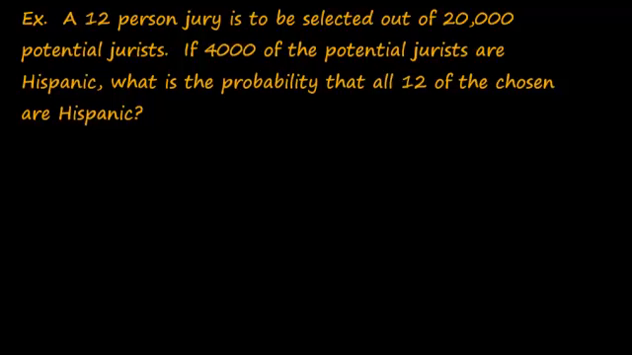So we have a 12-person jury to be selected out of 20,000 potential jurors. Registered voters is usually where they get those lists. 4,000 of the potential jurors are Hispanic, so we know that 4,000 are Hispanic. What is the probability that all 12 of the chosen jurors are Hispanic? So obviously, when we first read this, we would realize that these selections are dependent. Once you've selected the first person, you're not going to put that person's name back on the list before you select the second person. It's without replacement.